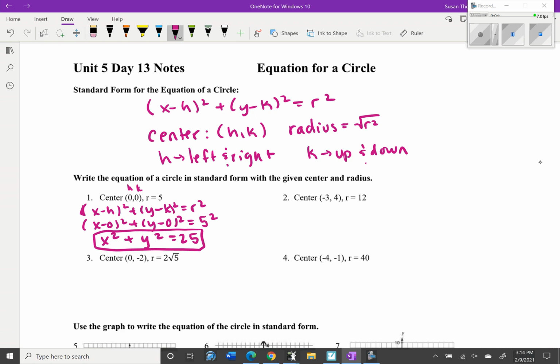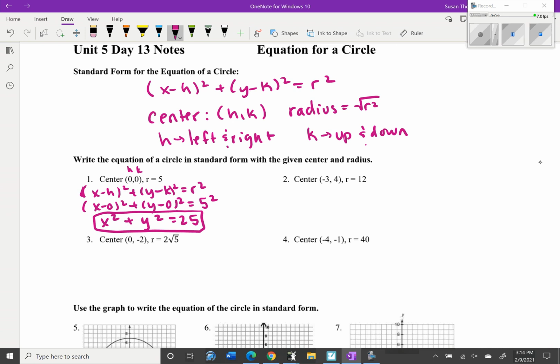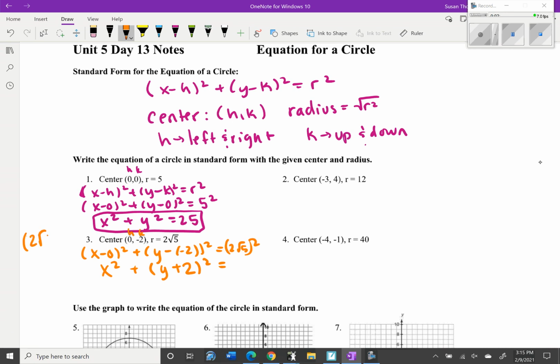So let's go ahead and look at the question underneath of it, question 3. So let's do the same thing. For this one, again, you have your h and your k. So this would be x minus 0 squared plus y minus negative 2 squared equals 2 root 5 quantity squared. So x minus 0 is just x, so this is x squared plus, if you have a minus minus, it becomes positive, so y plus 2 squared is equal to, so here you're squaring, I'm going to write the work over here, so you would have 2 root 5 squared.